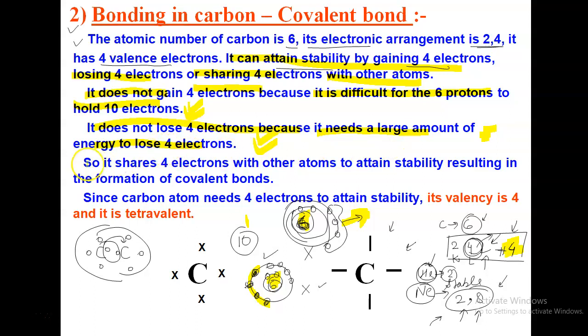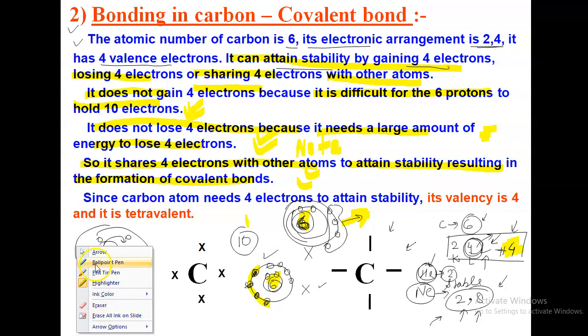To lose 4 electrons. So it shares 4 electrons with other atoms to attain stability, resulting in the formation of a covalent bond. This is the reason. Now note this point. Since the carbon atom needs 4 electrons to attain stability, its valency is 4 and it is tetravalent.